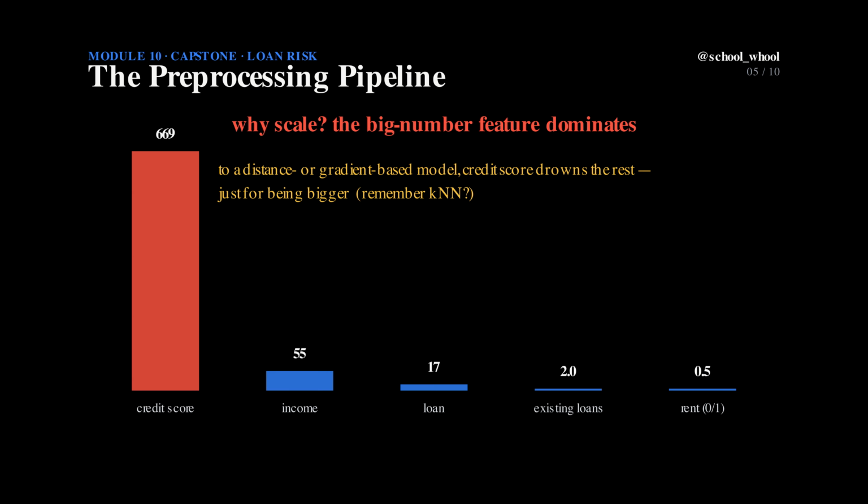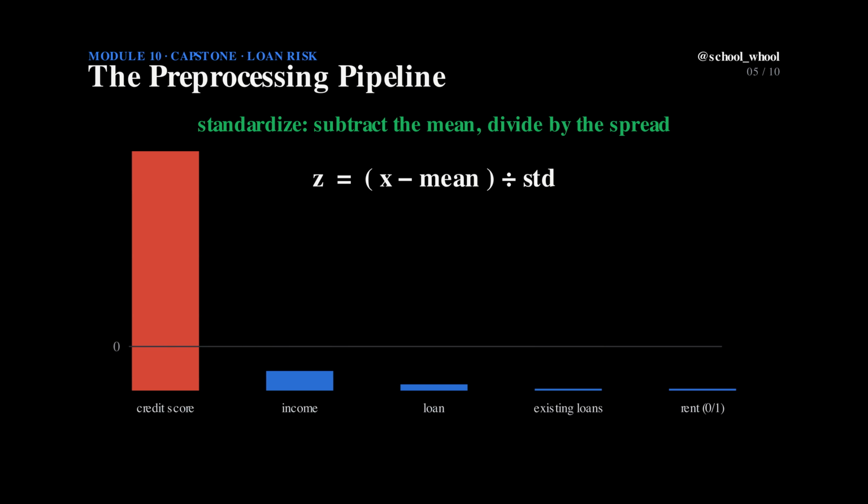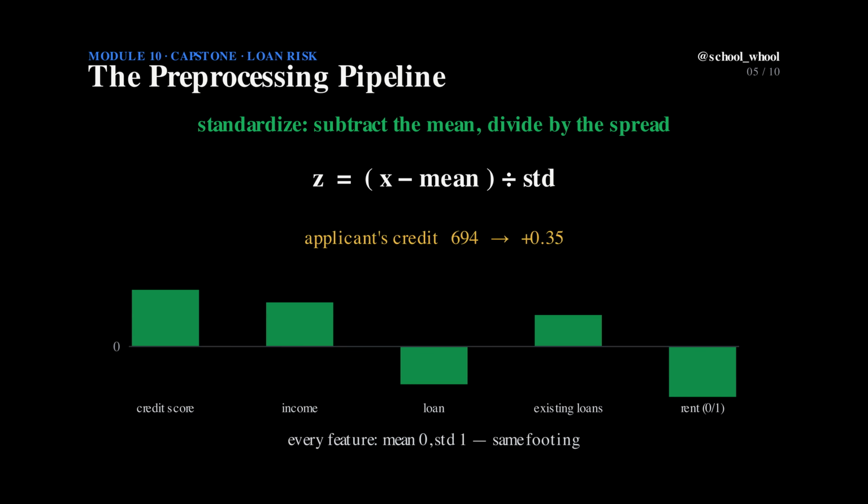Remember how nearest neighbors fell apart on an unscaled feature? This is that problem. The fix is standardization. For each column, we subtract its mean and divide by its standard deviation, the z-score. That recenters every feature to a mean of 0 and a spread of 1. Our applicant's credit score of 694 becomes just plus 0.35, a little above average. Now every feature speaks the same language, and no column wins just for being bigger.